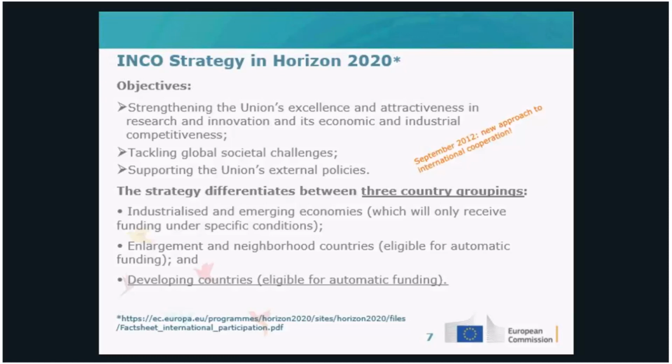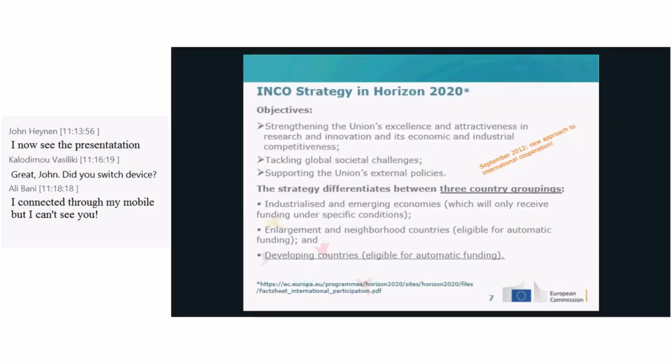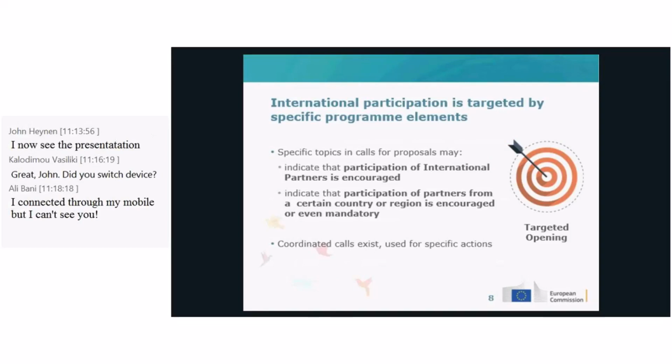Then we have a second range of countries that belongs to the category of enlargement and neighborhood countries, which are automatically eligible for funding from Horizon 2020, either as individual researchers, of course, but also in coordination and cooperation projects. And then we have the developing countries, which are also eligible for funding. All of the countries of Africa belong to the category that is eligible automatically for funding. So legal entities based in Africa are automatically eligible for funding under Horizon 2020.